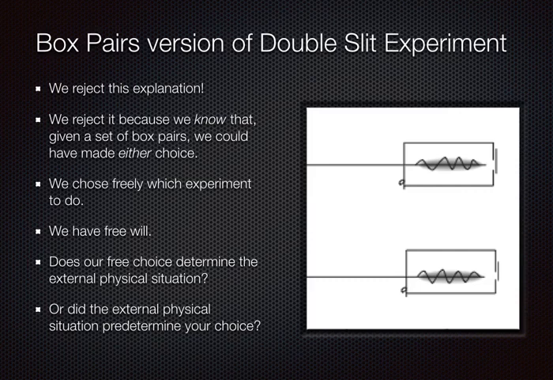Or does the external physical situation predetermine your choice? So do I not have free choice? I may think I'm choosing to do the which box experiment, but in reality I'm not choosing because it's already been determined. This should all just mess with your head. I'm just saying. But don't you got a free choice to do that?